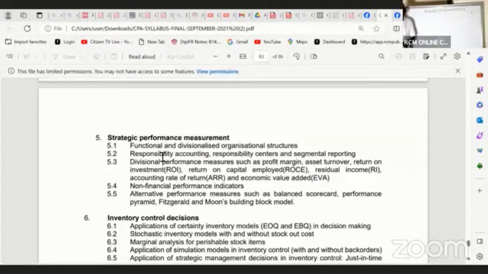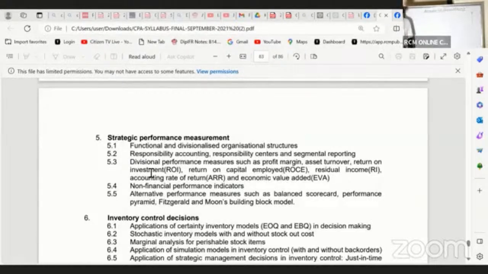Under topic number 5, they want me to teach you what we call functional and divisionalized organizational structures. The concept of responsibility accounting, responsibility centers, and segmental reporting. 5.3, they would want us to go through the divisional performance measures. Basically, they would want us to go through the ratios here.